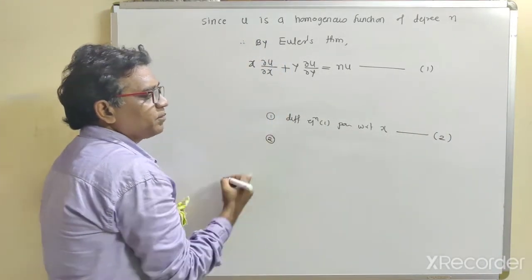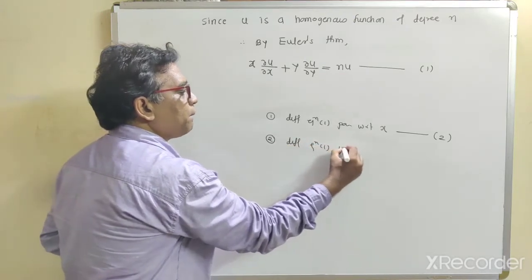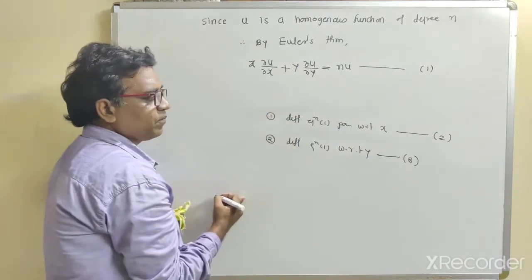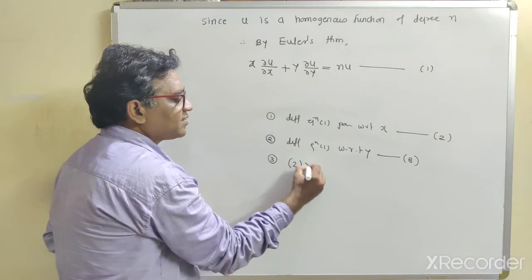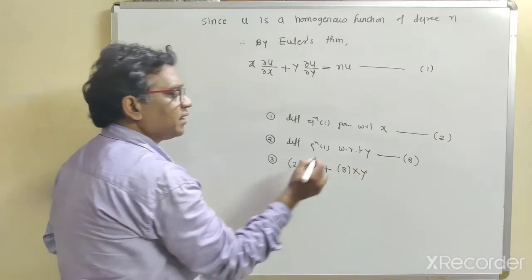What is the second step? Differentiating equation 1 partially with respect to y, that is, suppose, equation number 3. And what is the third step? Multiply second equation by x, third equation by y, and take their addition.